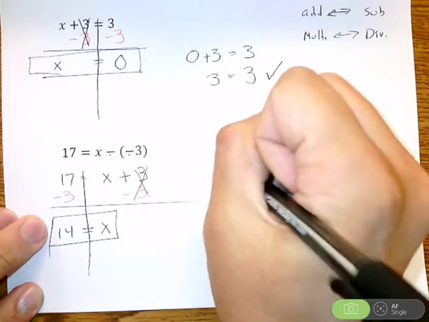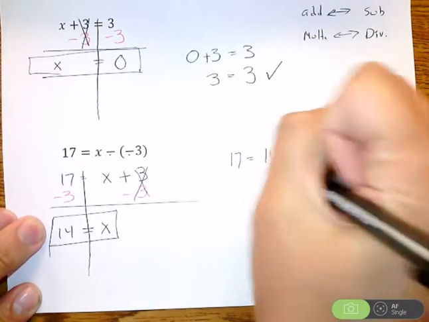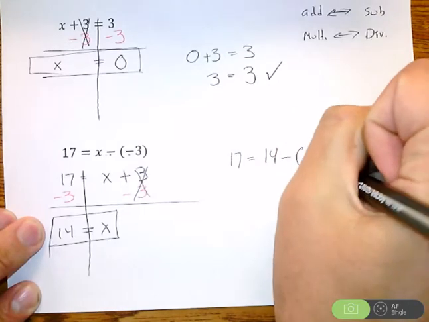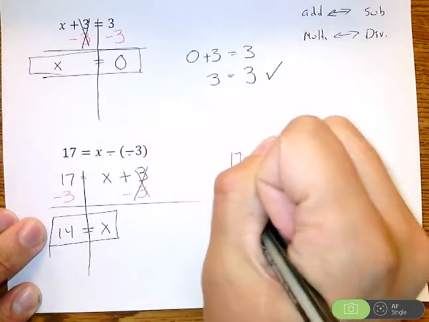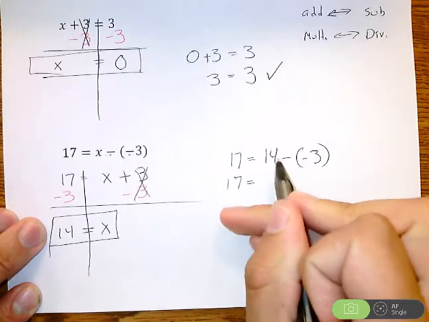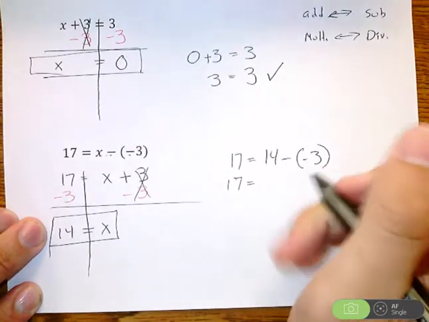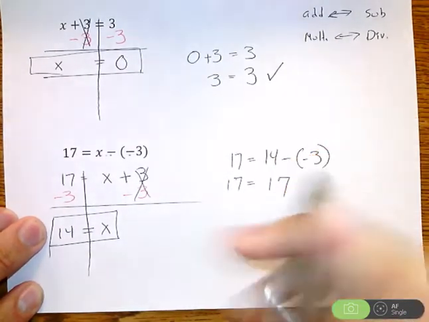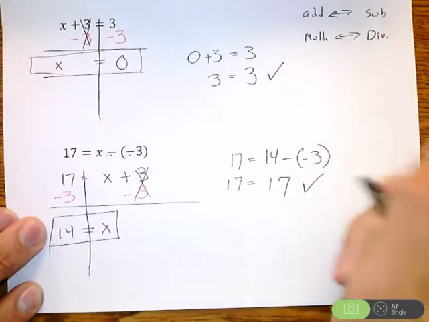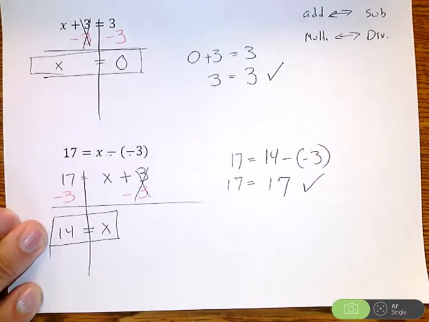Just need to check it now. 17 equals 14 minus, parentheses, negative 3. Left side is 17. Right side, 14 minus negative 3. You could use a calculator if you need to, but that is also 17. So this answer works out.